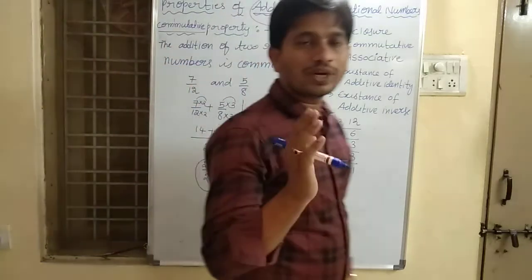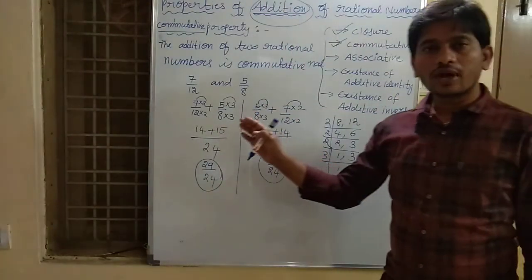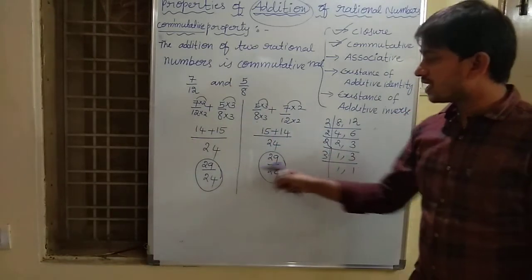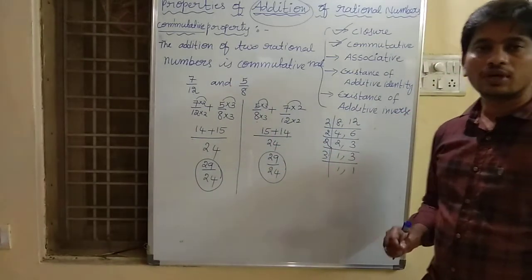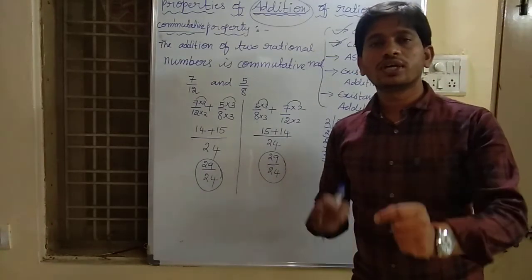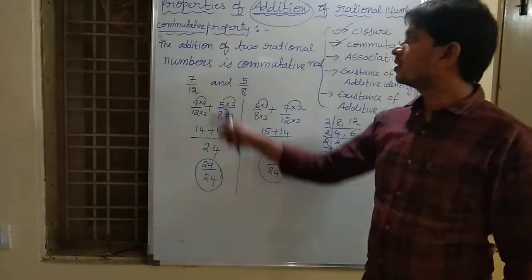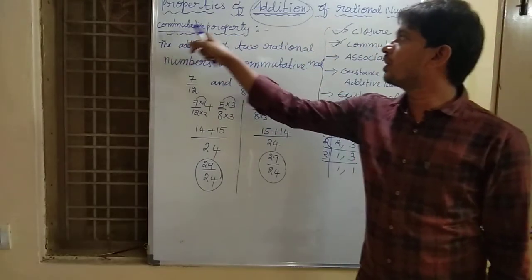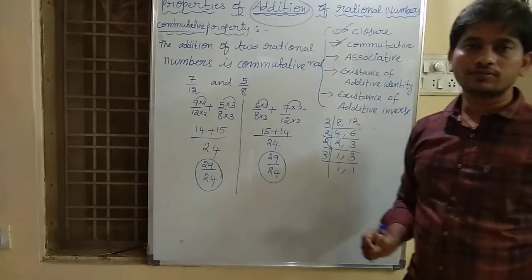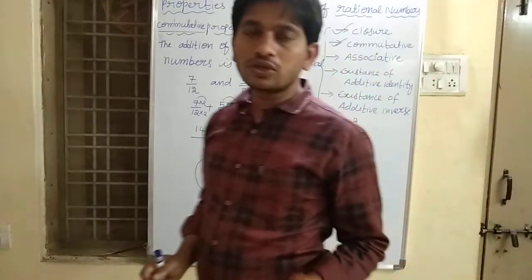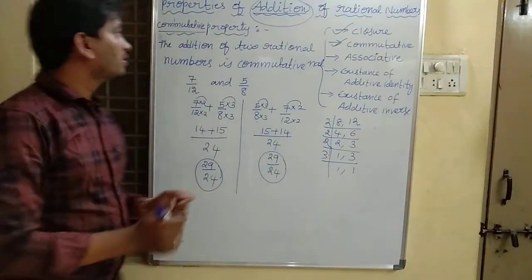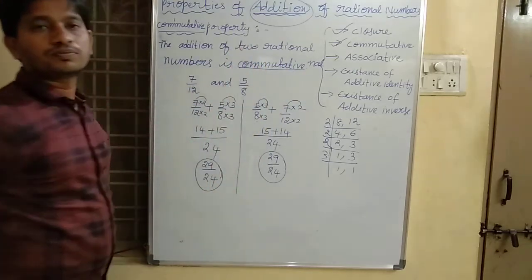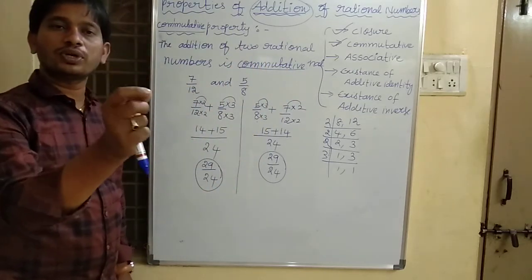Simply, take two rational numbers, add them, and again change the order of the rational numbers. In both the cases, we will get the same result. If we change the order also, the result is the same. Then we say that rational numbers satisfy the commutative property under addition. The addition of two rational numbers is commutative.